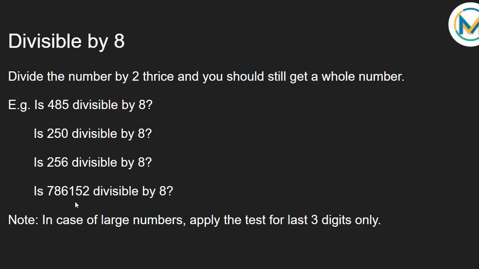152. So divided by 2, you get 76. Divided by 2 for the second time, 76 divided by 2, you get 38. Divided by 2 again, you get 19. So you can divide this by 2 three times. So 152 is divisible by 8, and hence this whole number is divisible by 8.